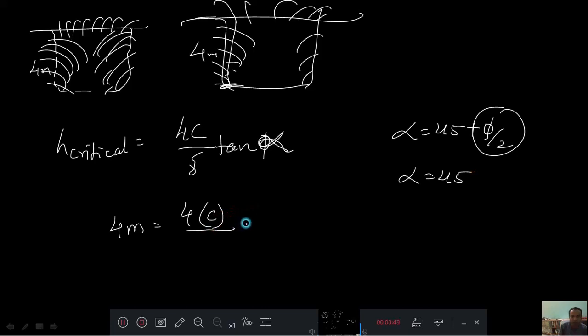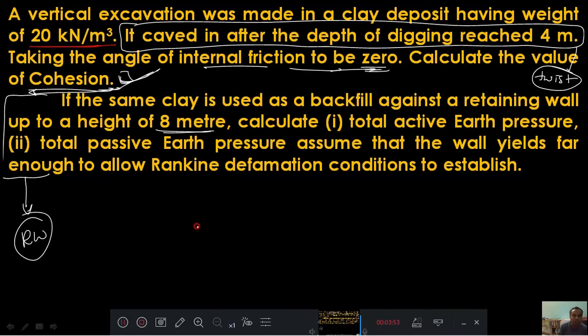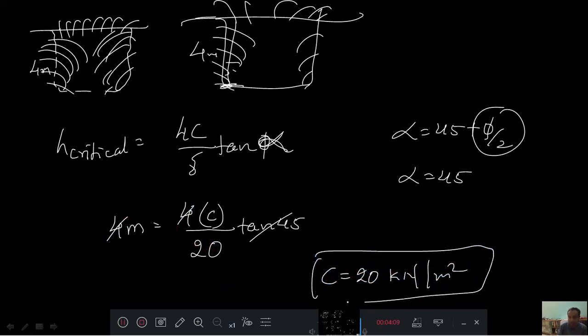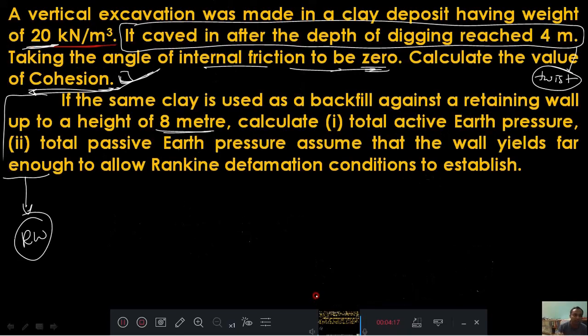Then we get tan 45 divided by gamma. Is there any gamma information here? Yes, 20 kilonewton. Then we will write here 20. Then we will get the answer. This is gone, and 4 will be cancelled. Therefore C equal to 20 kilonewton per meter square. See, the first half is over. The first half is all about understanding the problem. The second half is that there is a retaining wall here.